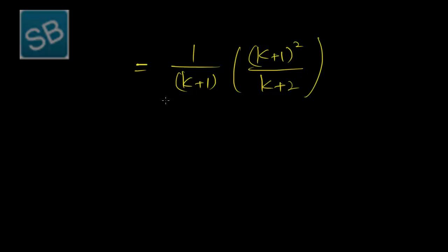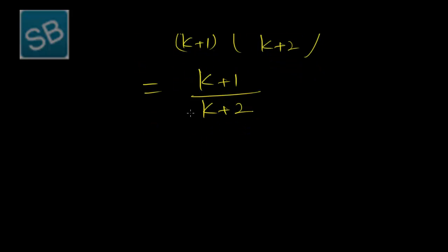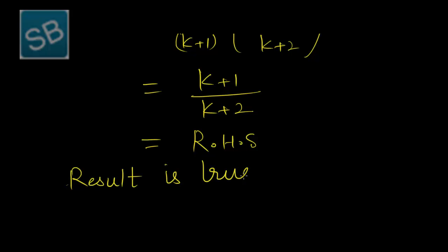So it becomes 1 upon k plus 1 into k plus 1 whole square over k plus 2. That gives k plus 1 over k plus 2. That is equal to the right hand side result. So we can say the result is true for n is equal to k plus 1.